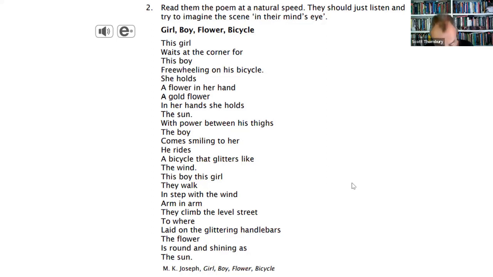So that's the poem. And they try to imagine the scene in their mind's eye. Now, some one or two difficult words, like freewheeling and glitters, but you can deal with those through translation if all the students speak the same L1. They're not important words at all. Okay, so now what are we going to do with it?